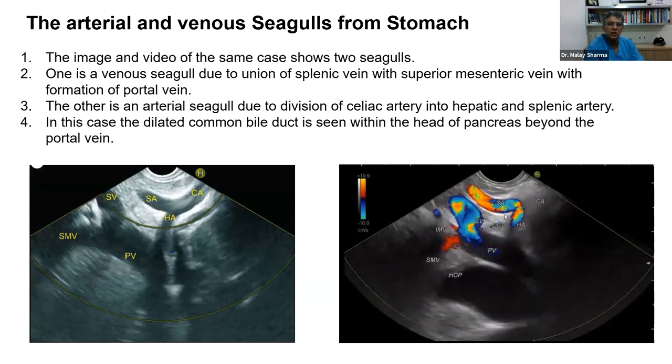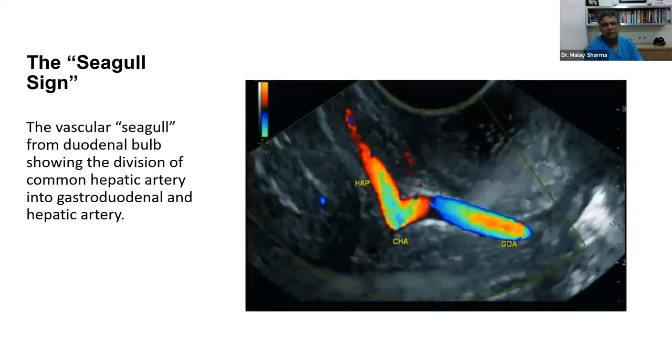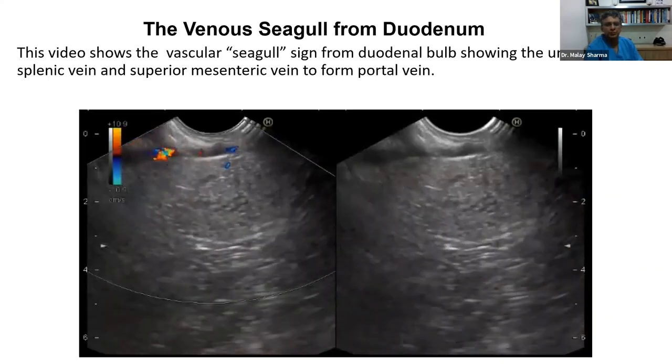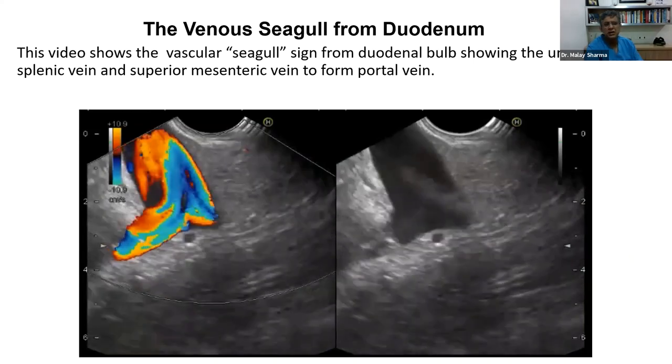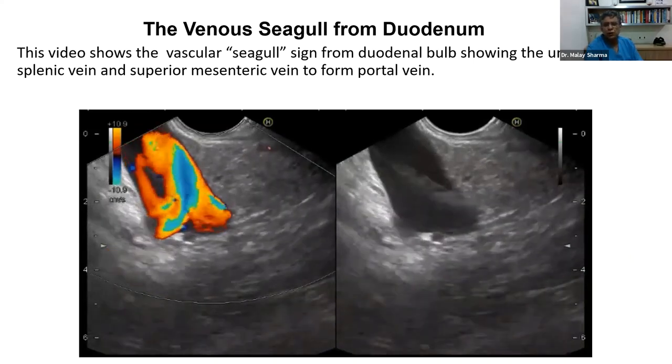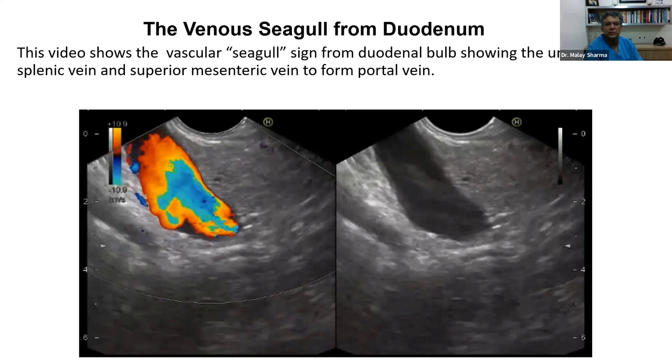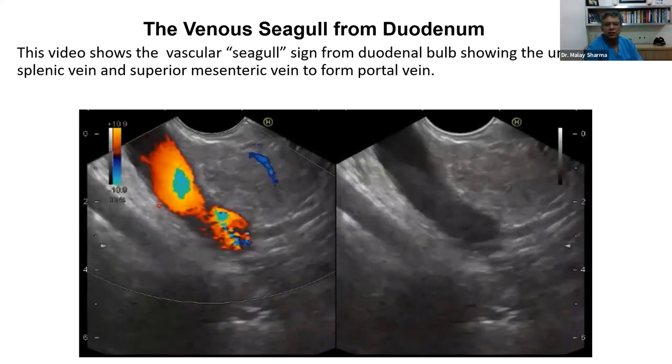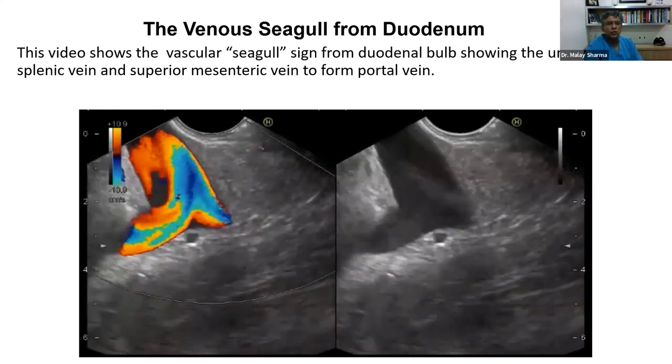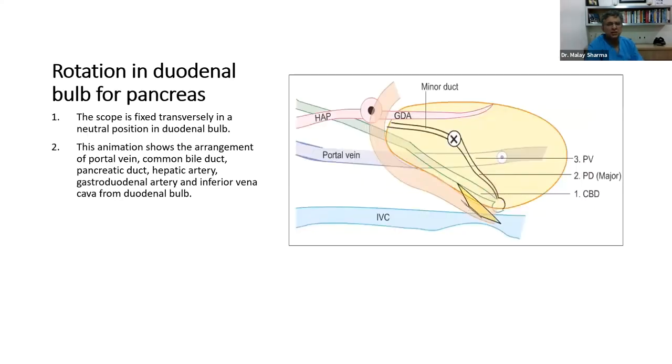These are the vascular seagulls which give you a sign: the common hepatic artery dividing into gastroduodenal artery and hepatic artery proper from the duodenal bulb. And again, the venous seagull of portal venous confluence formed by the union of superior mesenteric vein and splenic vein. In the duodenum, the rotation in the pancreas is done again, as I said, in a neutral position.